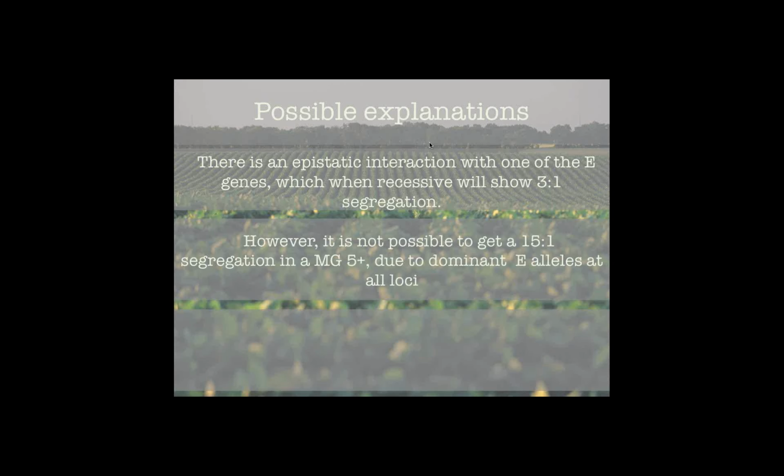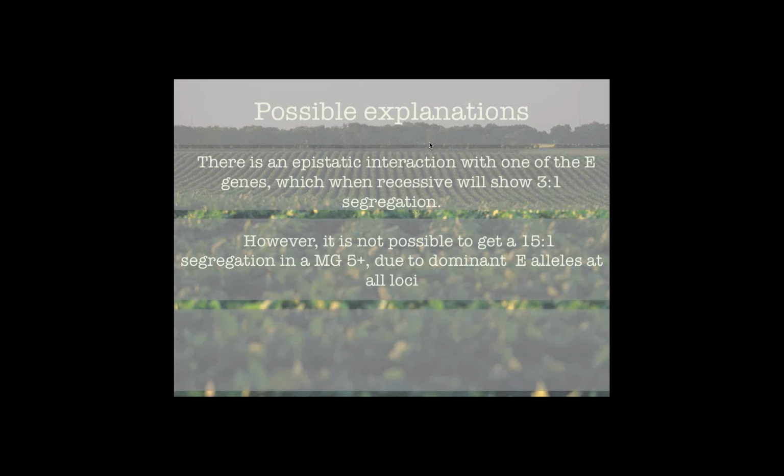However, the segregation ratios wouldn't make sense in the maturity 5+ groups, because all of maturity 5+ are going to have dominant alleles at all of the E loci. So you wouldn't be able to get the 15-to-1 ratio because you would never have the opportunity to introduce a recessive E gene. Now, this is complete speculation. This is me just doing Punnett squares, like textbook genetics.